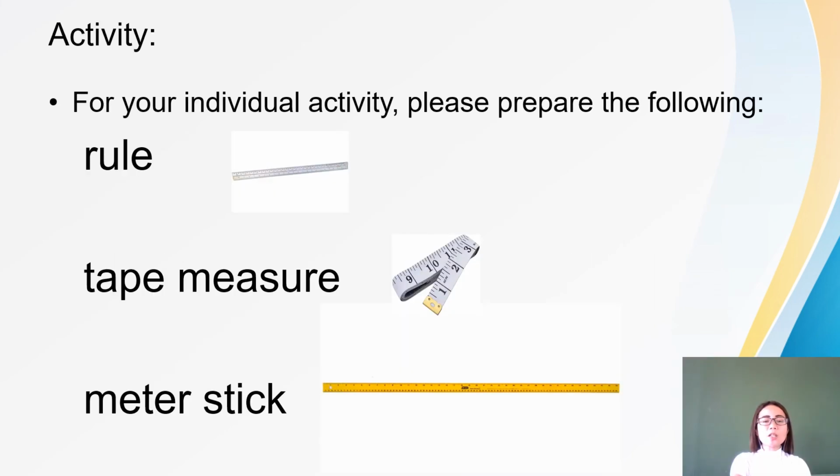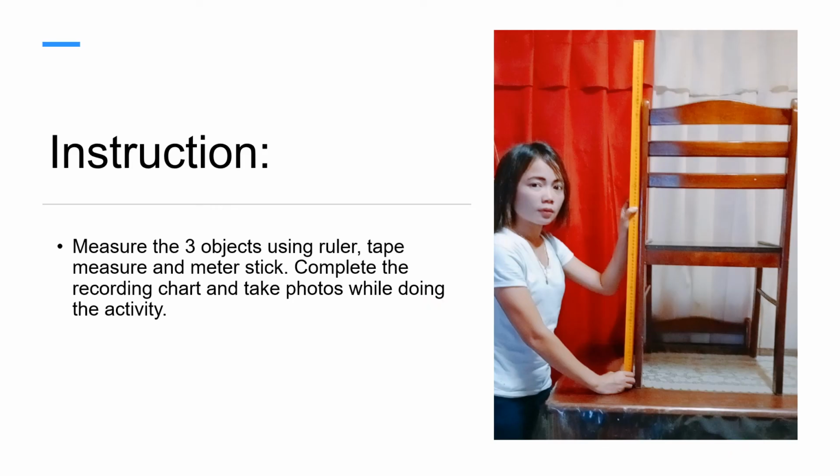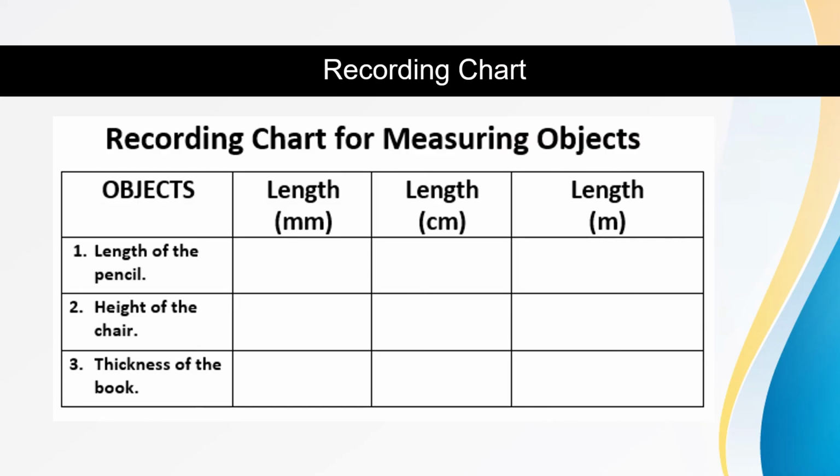For your individual activity, please prepare the following: ruler, tape measure, and meter stick. Instruction: measure the 3 objects using ruler, tape measure, and meter stick. Complete the recording chart and take photos while doing the activity. This will be your recording chart. You have to measure the 3 objects. First, length of the pencil. Second, height of the chair. And third, thickness of the book.